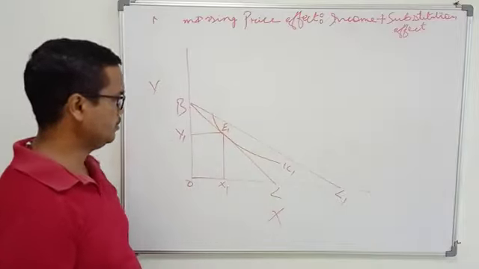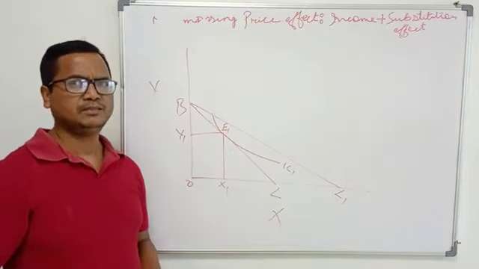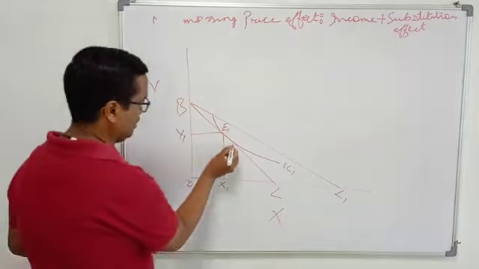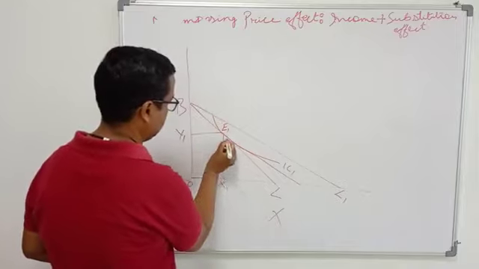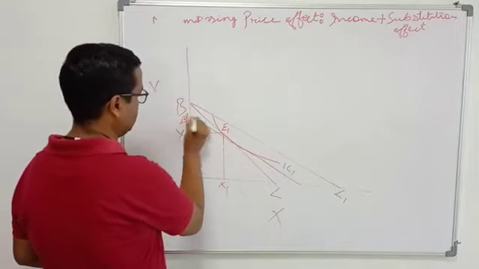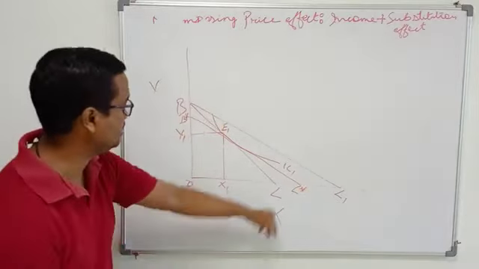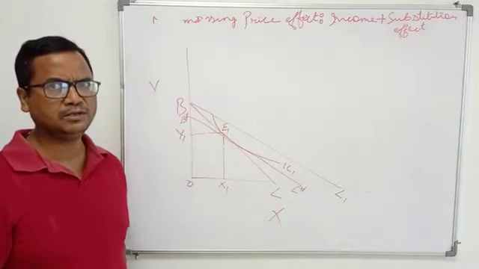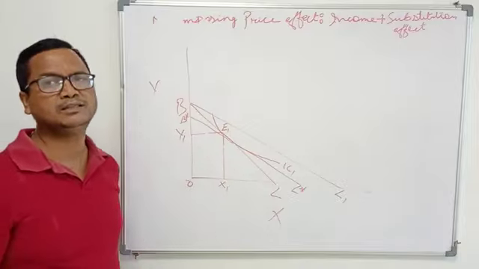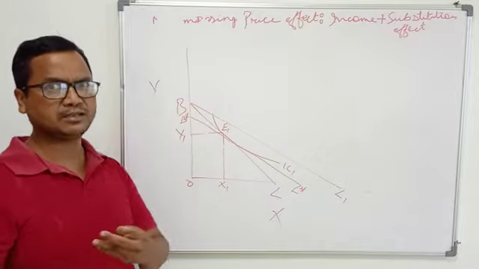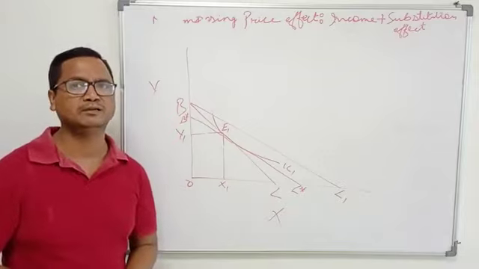In order to nullify the impact of the increase in real income, we have to take away some amount of money from the consumer. So we have to draw another budget line, B star L star, so that the consumer's real income will remain constant. You now understand why we are bringing the budget line from BL1 to B star L star: at this point we don't want to increase the real income of the consumer. Whatever real income has increased due to the fall in the price of the commodity, we are taking away some amount of money so that their real income will remain constant.